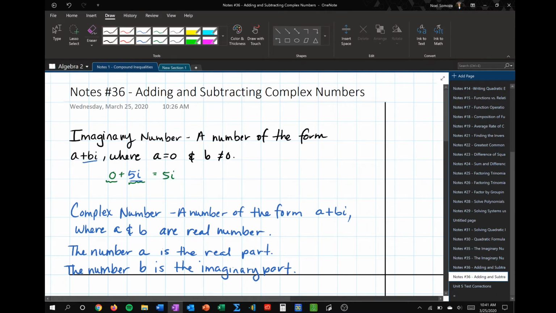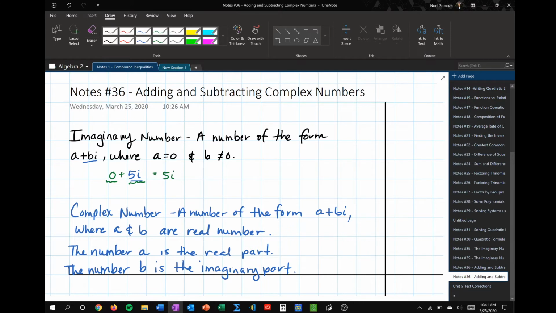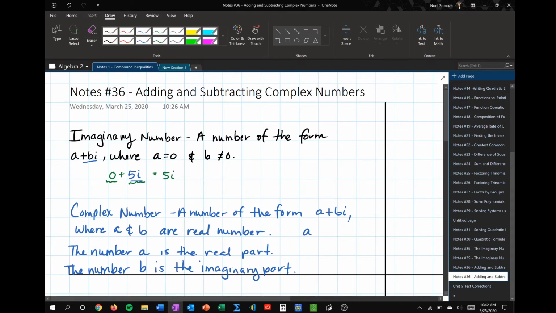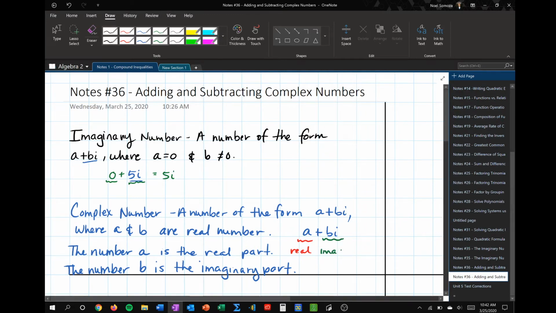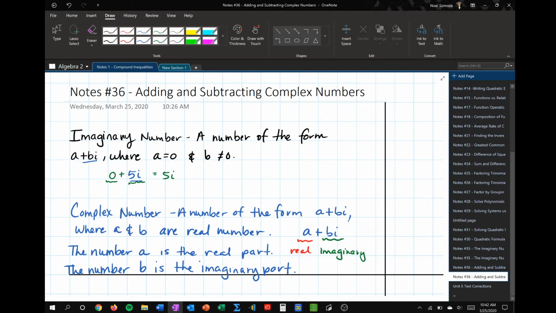So with a plus bi, you have a component split into two. You have a real part and you have the imaginary part, and that's what makes it complex. You have a complex number, which is a combination of both real and imaginary numbers combined together. All right, so that's just some formal definition stuff, but it'll make more sense once we jump into the examples.